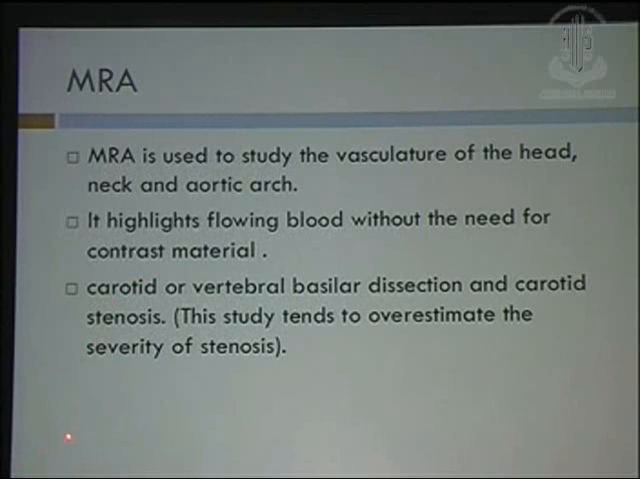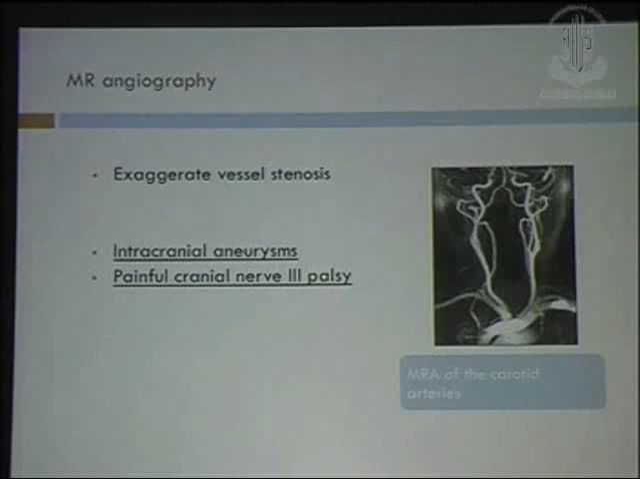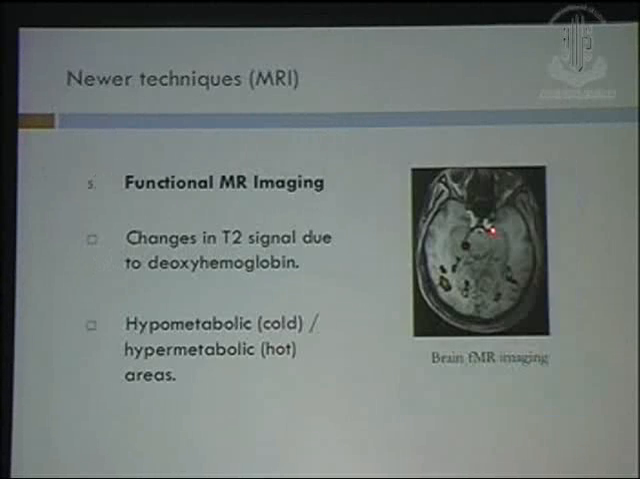So there is a sequence called gadolinium enhanced MRI. You can do that also if you're suspecting an aneurysm. And definitely after doing this, you can do a digital subtraction angiography, which is considered the gold standard for picking up aneurysms. So this is a case where the MRI has been done for the carotid arteries. And the final thing which I would like to say is newer techniques which are functional MRI imaging, where hypermetabolic areas can be picked up on the MRI.